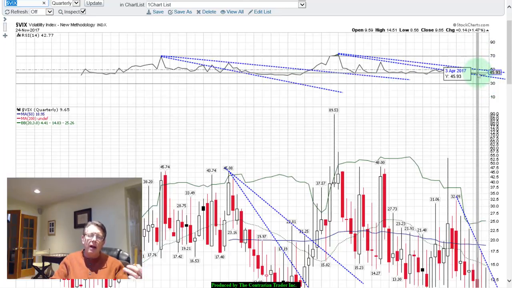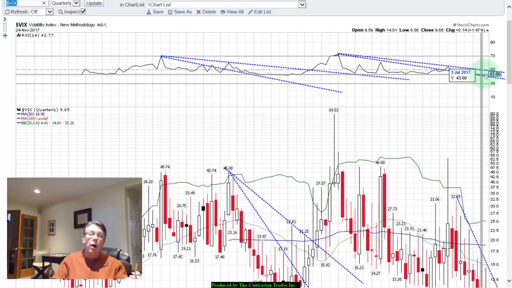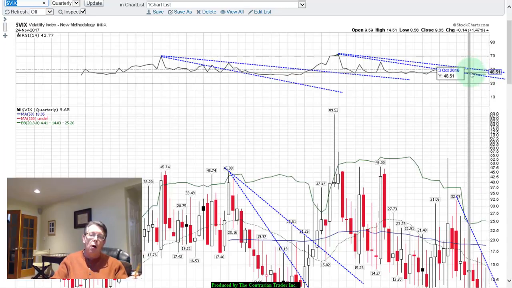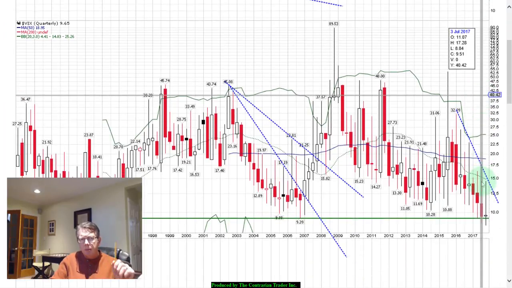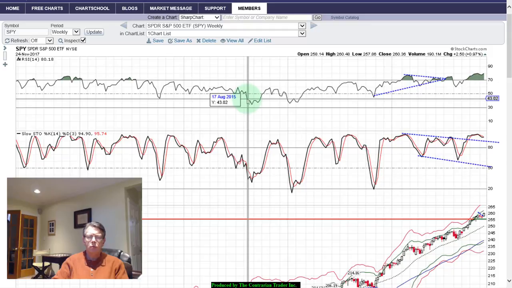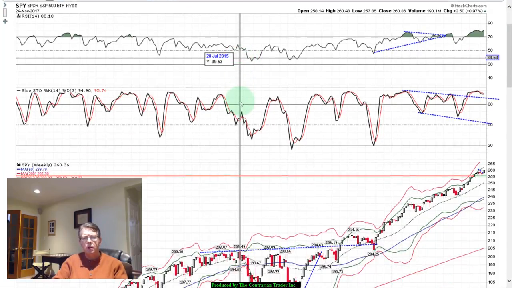The probability of the VIX holding support or even hooking up below the previous high last seen in Q4 2016 is very, very good. So keep in mind, the odds favor bulls on the VIX, meaning if you want to buy volatility, the odds favor you. Okay, as promised, let's talk about the S&P 500 on a weekly basis.